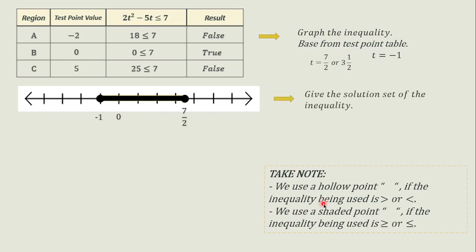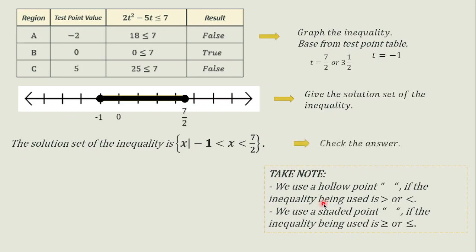Then after natin mag-graph based na binis natin sa test point table, let's now make the solution set, the mathematical statement. So the solution set of the inequality is x, such that x is greater than negative 1, but less than 7 over 2. So that is our final answer, pero mag-checking tayo.